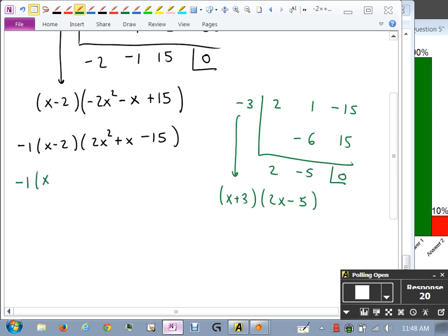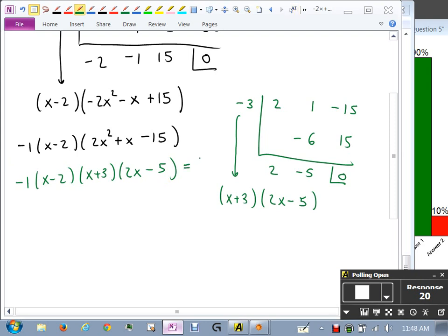Negative 1, x minus 2, that broke down to be x plus 3, and then 2x plus 5, or minus 5. There it is. You could multiply a negative 1 in, but it would only go to one of these. It wouldn't go to all of them. So you could make that a negative x plus 2, or a negative x minus 3, or a negative 2x plus 5. It does not change your x-intercepts. It has no effect on it, believe it or not. How?